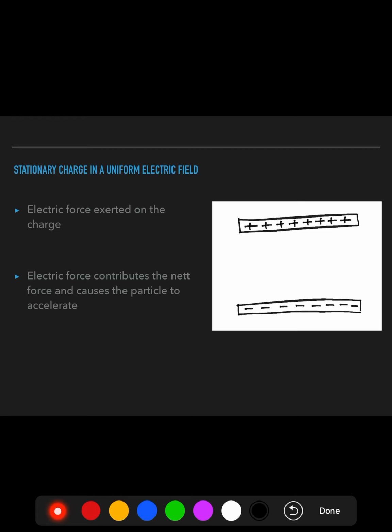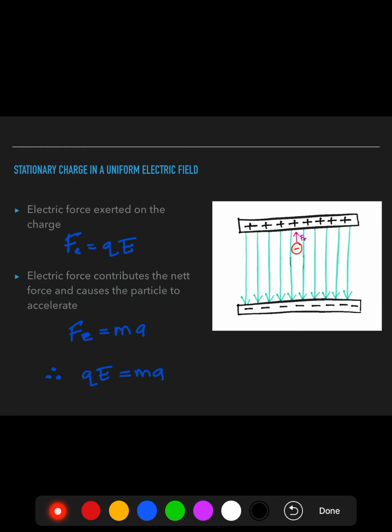The electron is firstly at the stationary state, and then because of the electrostatic force, it is going towards the positive plate. So the electric force exerted on the charge, electrostatic force, equals Q multiplied with E. Q is the magnitude of charge multiplied with the electric field strength for this region. And then the electric force contributes the net force and causes the particle to accelerate. So electrostatic force equals ma, meaning QE equals the mass of the charge multiplied with the acceleration of the particle.